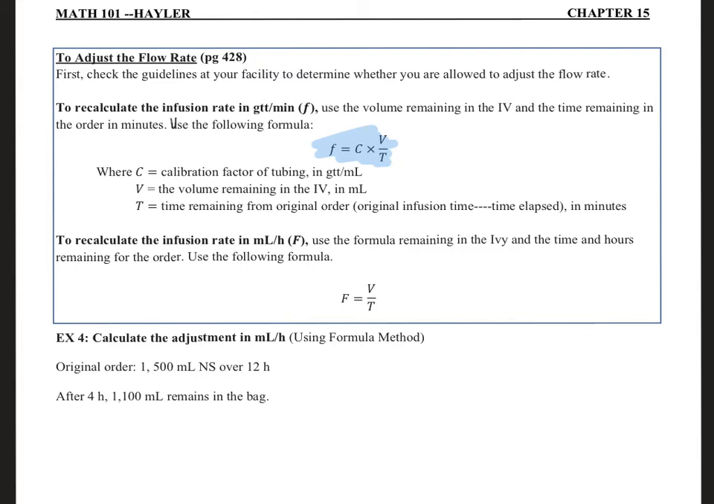So to recalculate the infusion rate in milliliters per hour, so to go back to capital F from lowercase f, we're going to use the formula remaining in the IV solution. Now that should not be the type of plant. When you thought you did such a good job editing your notes and you see an error.